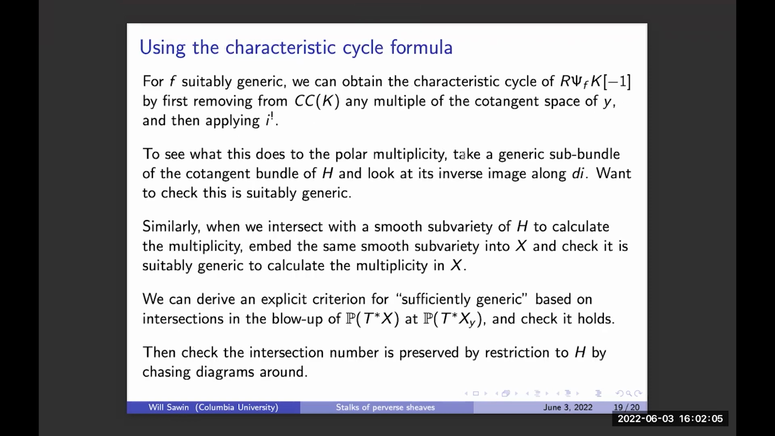So the last thing to do, we have a formula for the characteristic cycle, and we need to check that this operation of removing the fiber and applying I shriek preserves the polar multiplicities up to a shift by 1. And so we write down on each side the formula, the definition of the polar multiplicity in terms of an intersection. And we try to compare the two intersections.